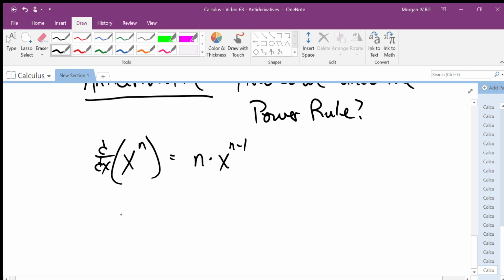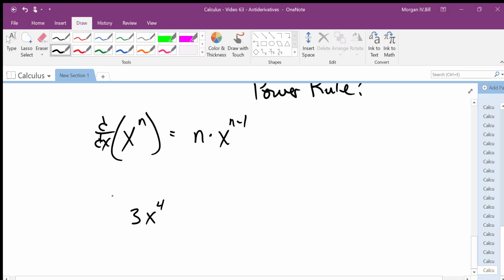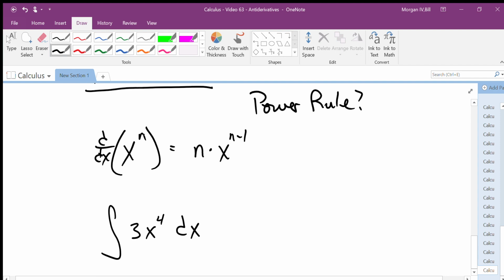So let's suppose I have 3x to the 4th. How do I do the antiderivative, the integral here, of 3x to the 4th dx? How do I undo the power rule? Well, the power rule said I would take the exponent n, I'd bring it down to the front, and I would subtract 1 from the exponent. Therefore, to undo that, I would need to add 1 to the exponent. And so instead of x to the 4th here, my answer should be x to the 5th.